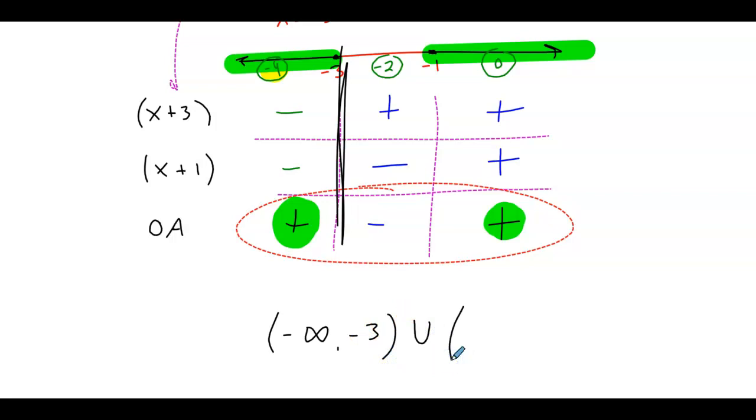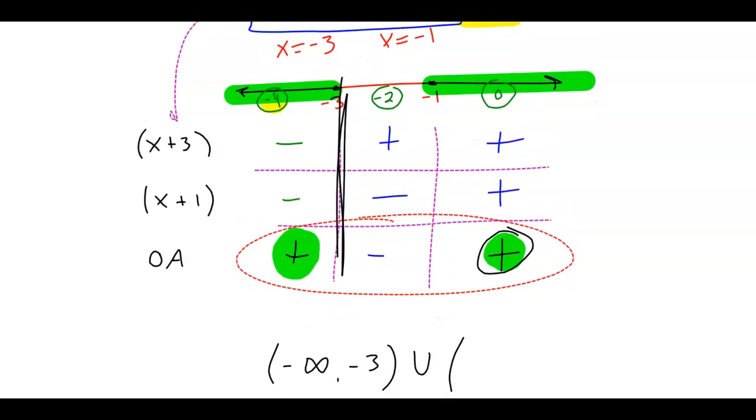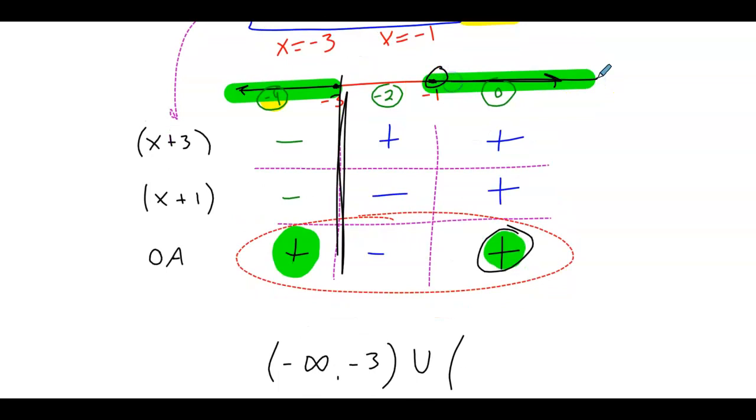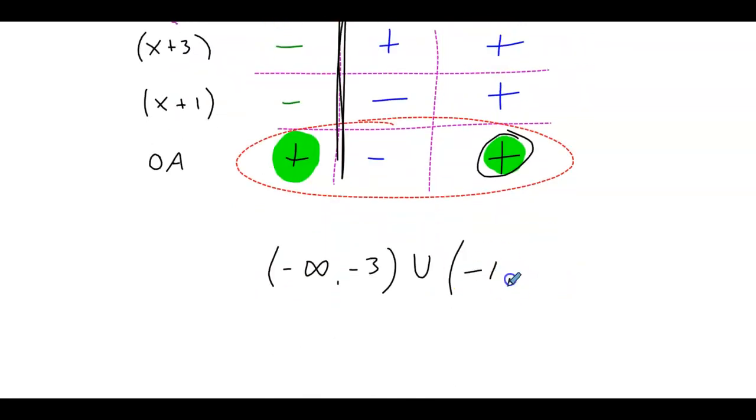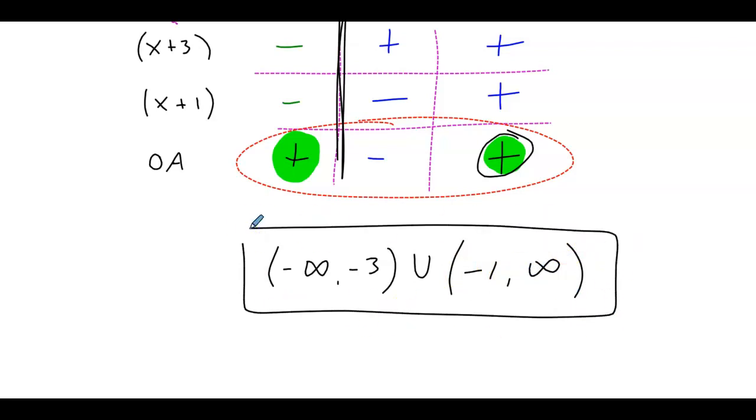Union, and then the other interval in which it was positive was -1 and to the right. So -1 to infinity. And that is your answer to number 3 on Module 5.